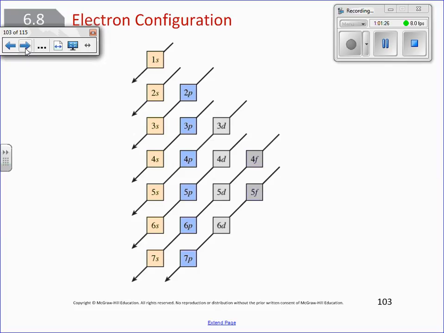Now we're at 30. Okay, 4p what? 4p2. There you go.